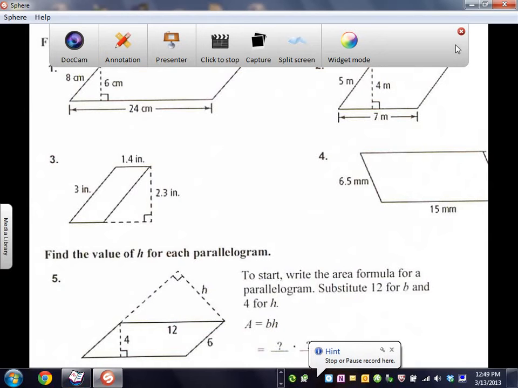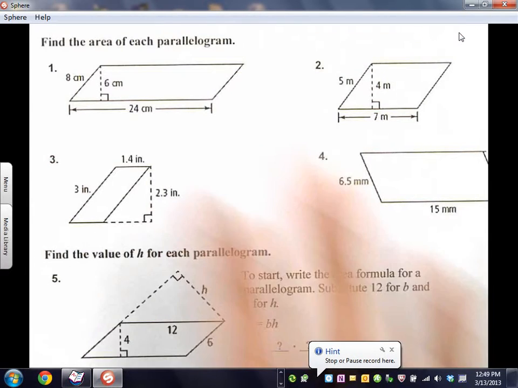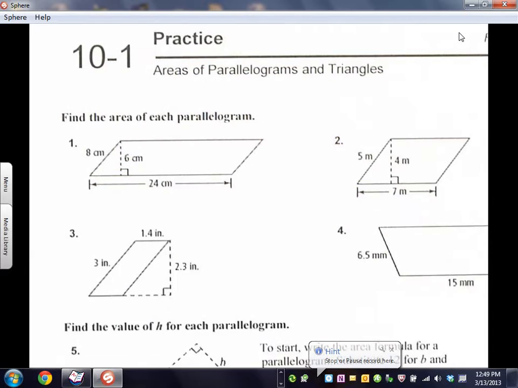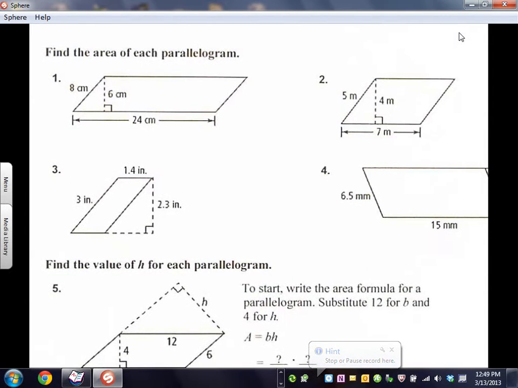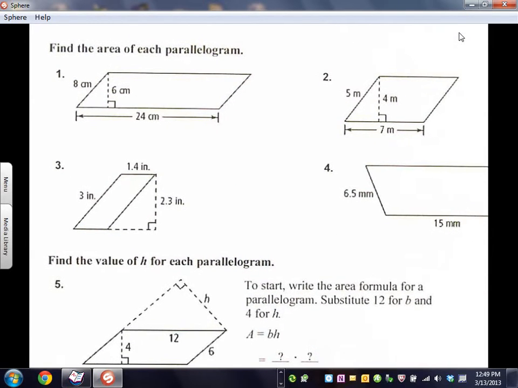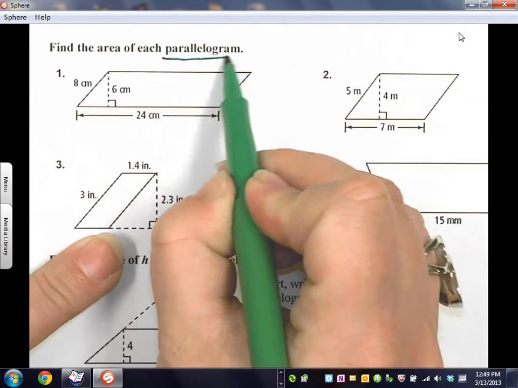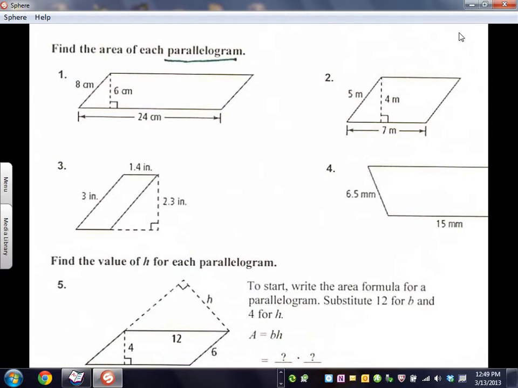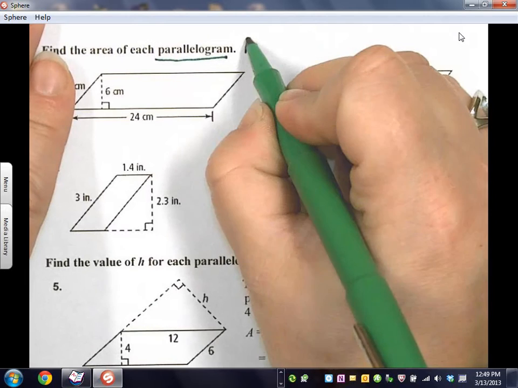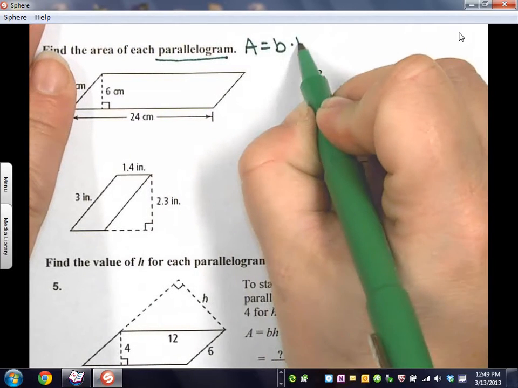Hey everybody, here's the homework for you for tonight. It's 10:1. And here, let's look at this. Now, I want you to all notice, they're telling me there's a parallelogram. They want me to find the area of each parallelogram. And the area equals base times height.